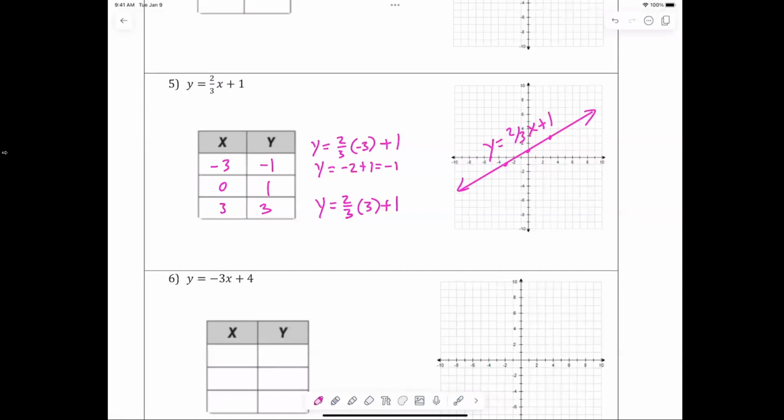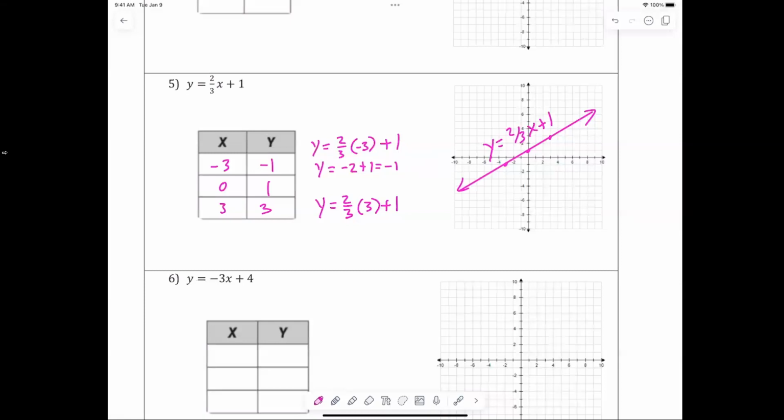Now, please go again to your calculator. Y equals. Do you already have 2/3 in there? So you don't need to clear it. Just go to the end and put plus 1 now. Go to y equals 2/3 x plus 1, and then graph it. And it should be the right answer.